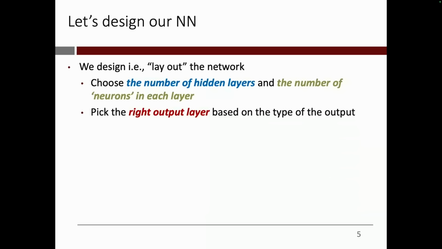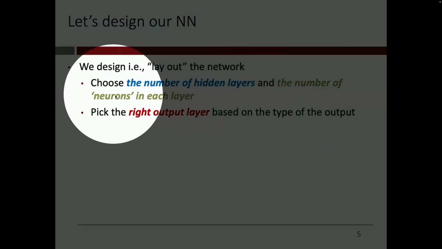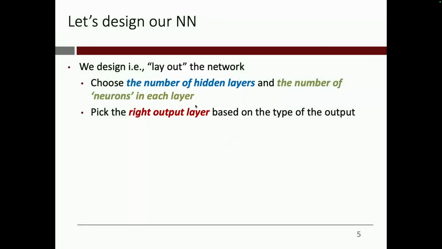OK, so let's get going. So if you want to design a network, we have to choose the number of hidden layers and the number of neurons in each layer. Then we have to pick the right output layer. So here, the simplest thing you can do is, of course, just have no hidden layer. If you have no hidden layers, what is that model called? Yes, logistic regression.